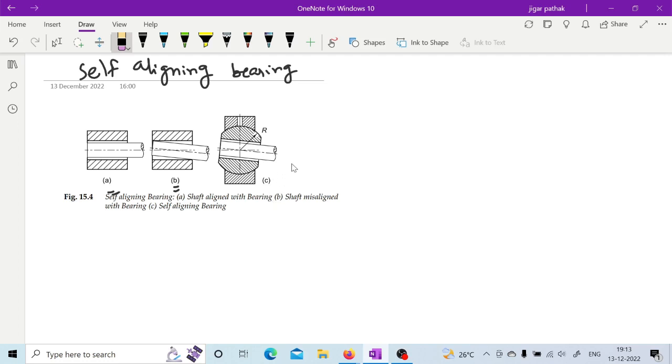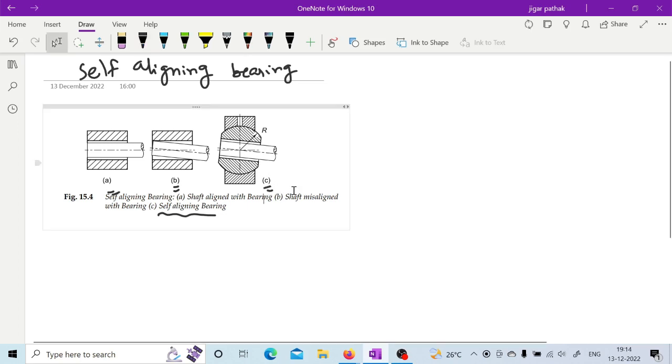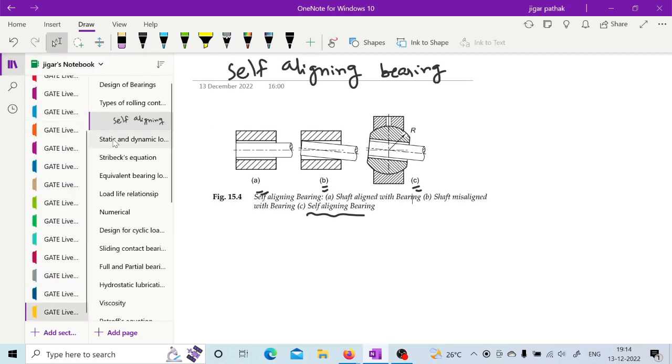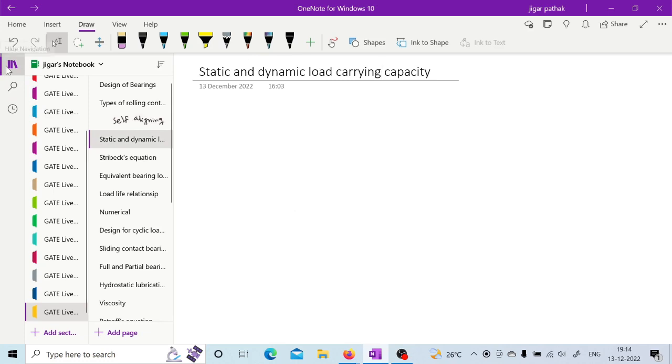So in this application, we are using the self-aligning bearing as shown in this figure C. As and when the shaft is going to deflect, this bearing element will also take its alignment along the shaft axis, as shown in figure C, right? So this is how a self-aligning bearing is used for applications where the shaft may have certain deflection.